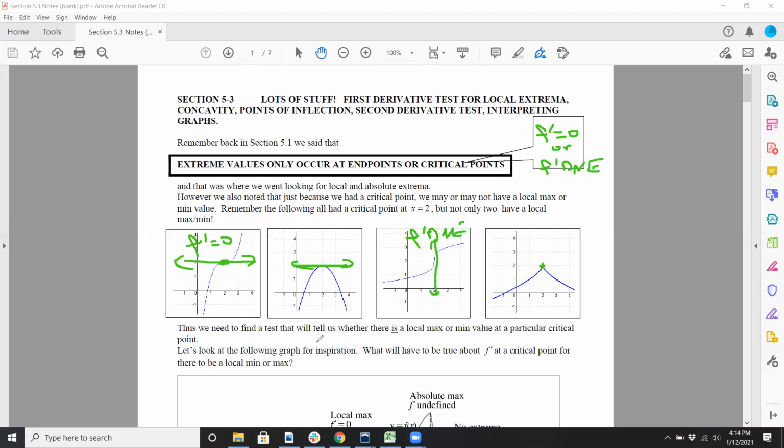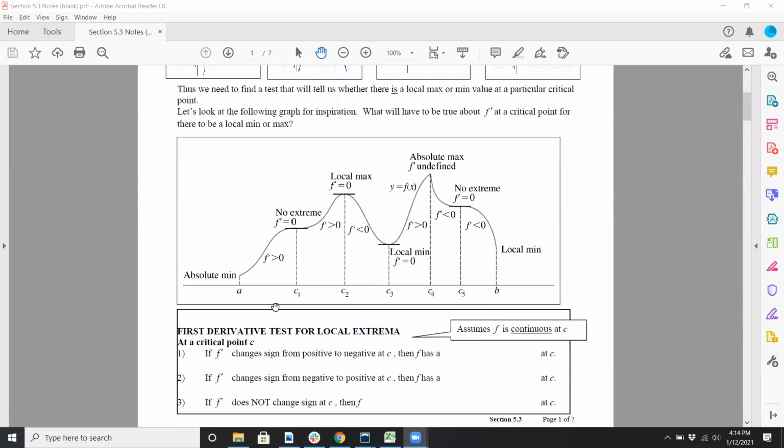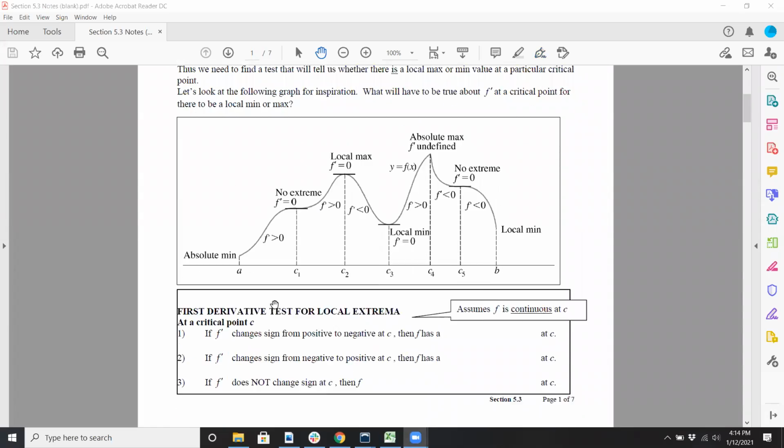So we need to find a test that will help us determine when f prime equals 0 or f prime does not exist, whether it will be a local max or min. So let's look at the following graph for inspiration. It's a pretty wacky graph down below. We'll have to figure out what is true about f prime at a critical point for there to be a local max or min.